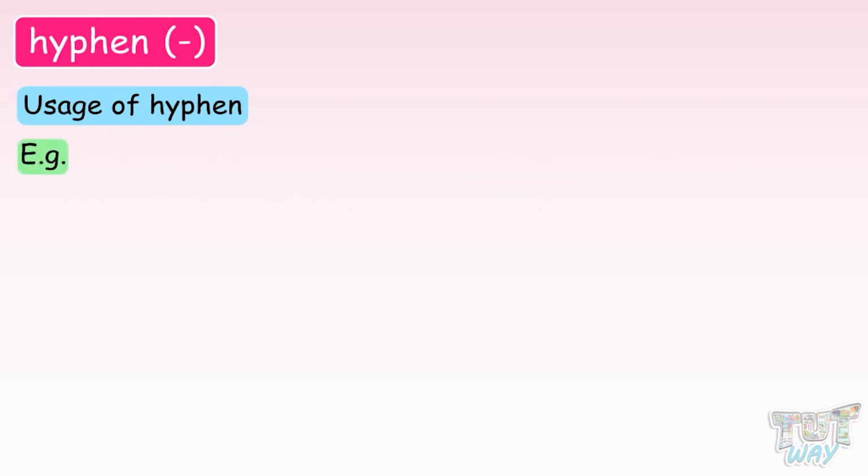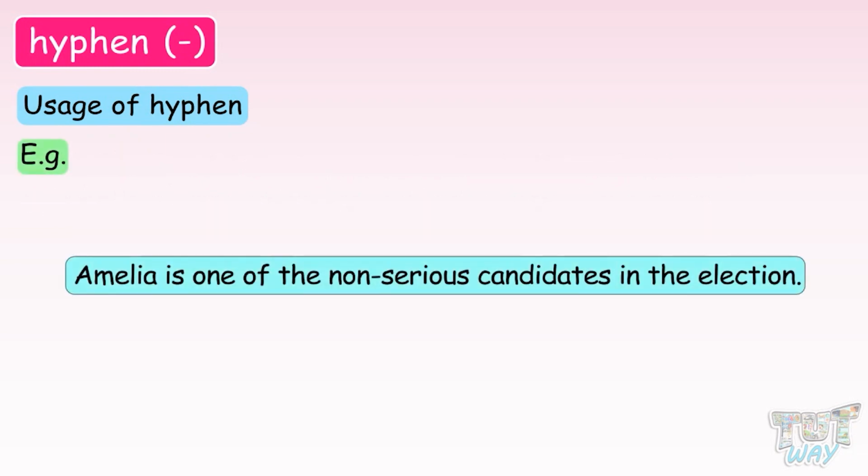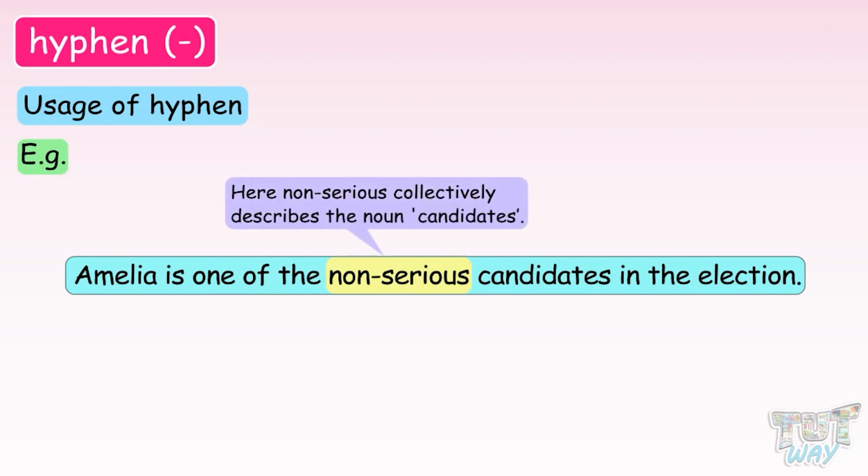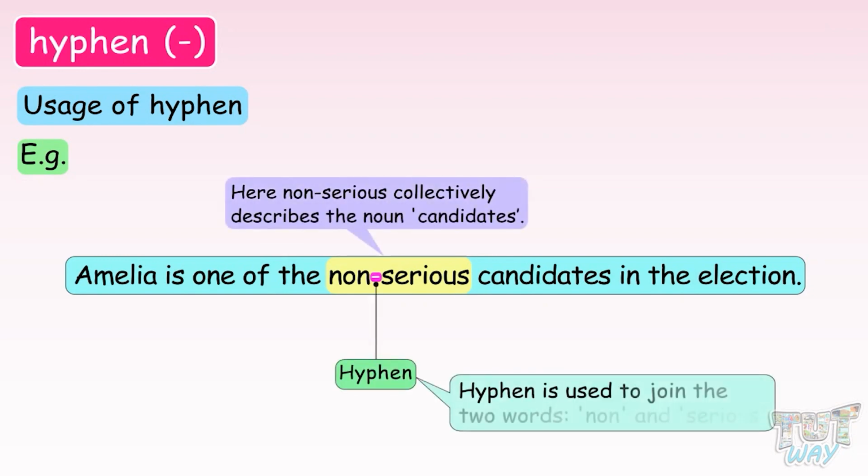Example: Amelia is one of the non-serious candidates in the election. Here, non-serious collectively describes the noun candidate, so hyphen is used to join the two words non and serious.